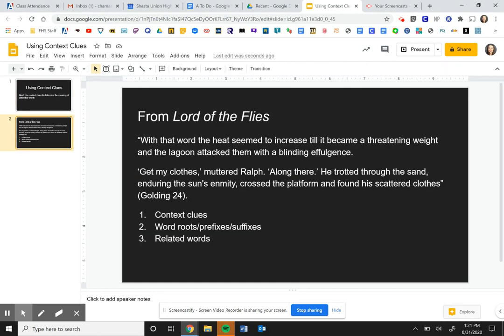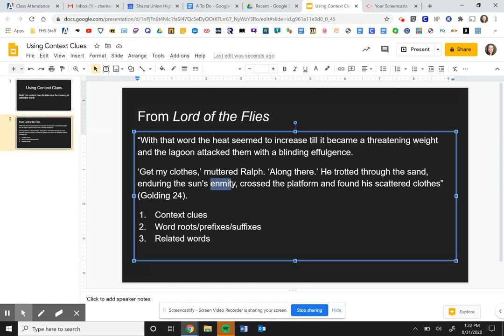So this comes from Lord of the Flies. "With that word, the heat seemed to increase till it became a threatening weight, and the lagoon attacked them with a blinding effulgence. 'Get my clothes,' muttered Ralph. 'Along there.' He trotted through the sand, enduring the sun's enmity, crossed the platform, and found his scattered clothes."